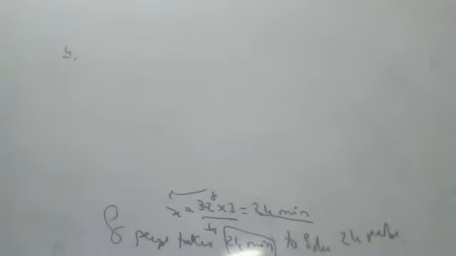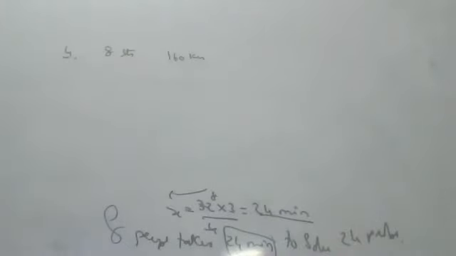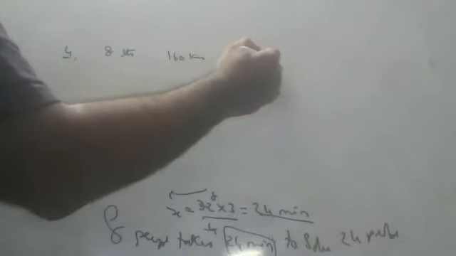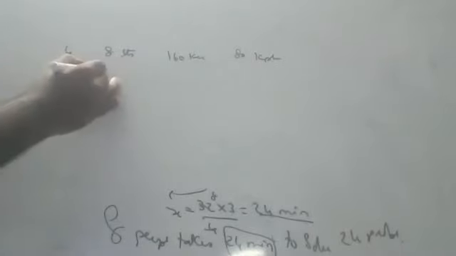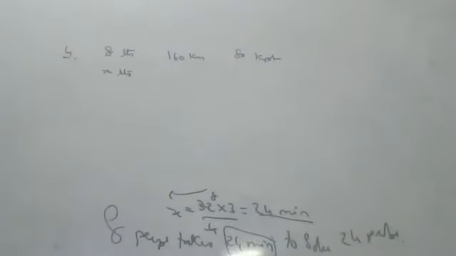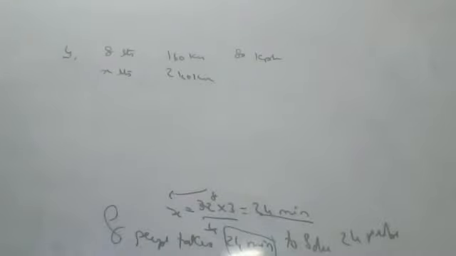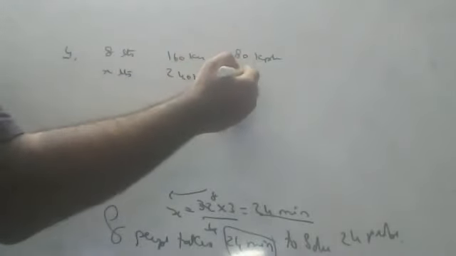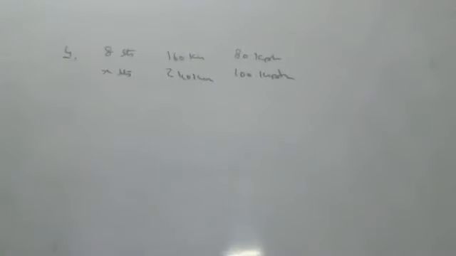A car uses 8 liters of petrol to travel 160 kilometers at a speed of 80 kmph. How many liters of petrol does it need to travel 240 kilometers at the speed of 100 kmph? This is the question, children.